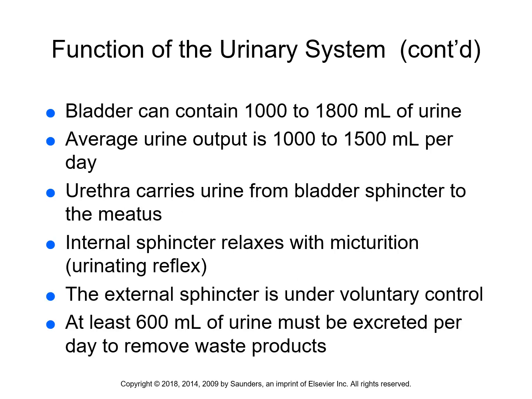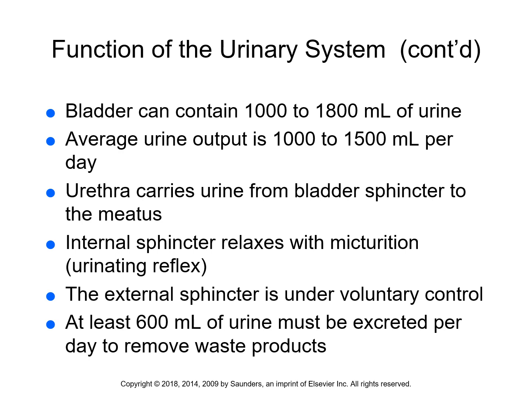Okay, so the bladder can contain up to 1,800 milliliters of urine. Average urinary output is 1,000 to 1,500 milliliters per day. That's what we see. Remember, that's an approximate 1,500, 1.5 liters. There's a conversion for you. The urethra carries urine from the bladder sphincter to the meatus. We've already said it. The internal sphincter relaxes with micturition, the urinating reflex. So our internal sphincter will relax when we start to urinate. It's a reflex. The external sphincter is under voluntary control.